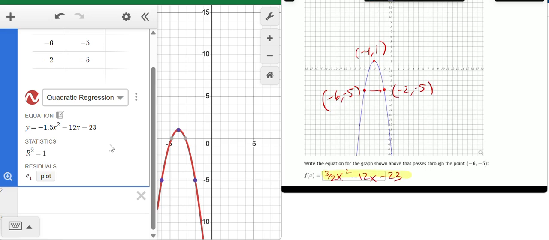Okay, now, oops, let me go back. It's a negative 1.5, right? So -3/2 x squared minus 12x minus 23. Okay, now, here's the thing.